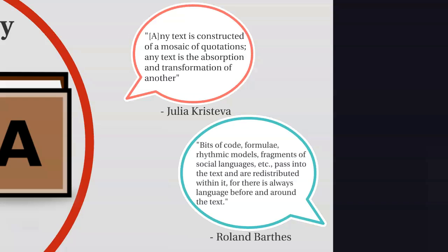And then Roland Barthes, I don't know how to say his last name, says bits of code, formulae, rhythmic models, fragments of social languages, etc., pass into the text and are redistributed within it, for there is always language before and around the text. So exactly what I just said. There are always things that come before the thing.